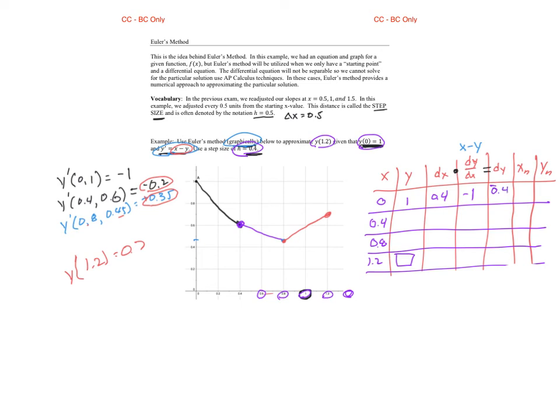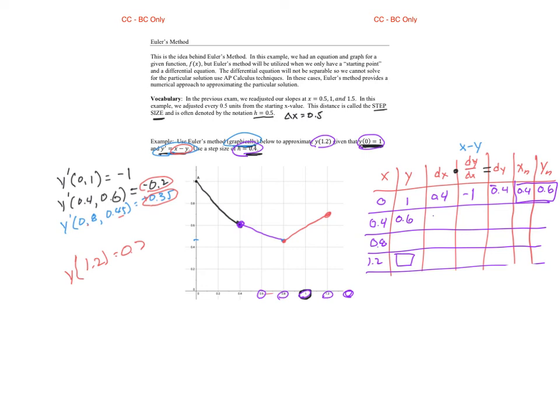So if I multiply those, I'm going to have a negative 0.4. Now for my new x coordinate, I'm going to look at my x column. I started at 0. I changed by positive 0.4. So my new location has to be at a positive 0.4. For my y, I started at 1. I changed by a negative 0.4. So that means I finished at a positive 0.6. Then you take these two new columns and put them to start off your new row. Then you just repeat the process.